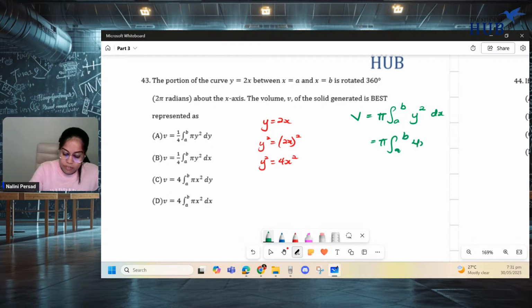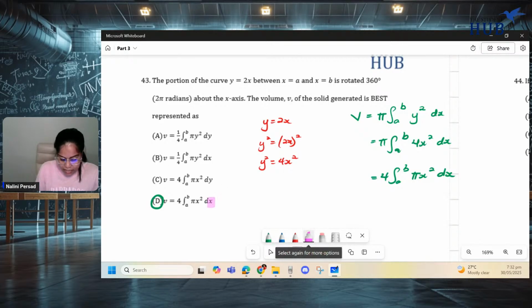So substituting, integral of 4x squared. Based on the answer choices, I could put the 4 outside. I could put the pi inside. And the constants can move. So my answer is option D. It must be with respect to x, because you rotated it about the x-axis. A and B have to be x limits.